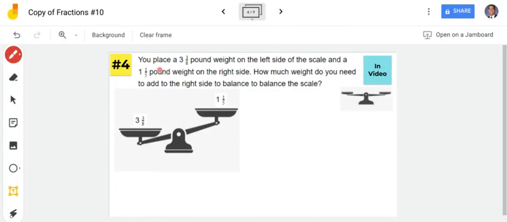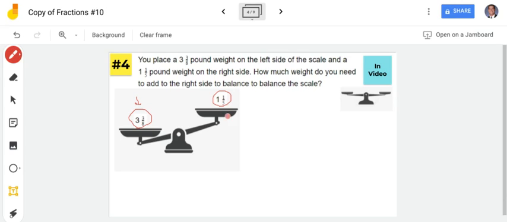Okay, one more. It says you place a 3 3/8 pound weight on the left side of the scale and a 1 1/5 pound weight on the right side. How much weight do you need to add to the right side to balance the scale? Okay, so I have this picture here of the scale, and as you can see on the left side, there's 3 3/8 pounds on the left side. So obviously that side weighs more than this side. That's why this side is weighed down, right? Further.